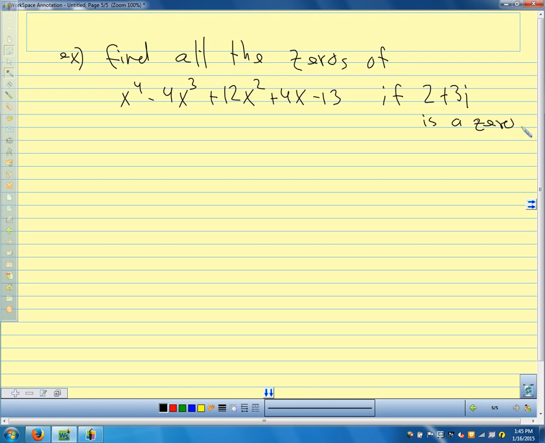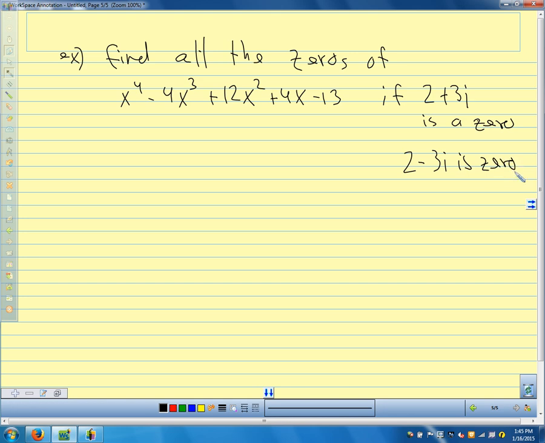So we have this 4th degree polynomial. We should be able to find 4 zeros, correct? It might be repeated, but we should be able to find 4 of them. We know 1. Can we find another one really easily? What's another 0? Conjugate, yes. So 2 minus 3i is a 0.